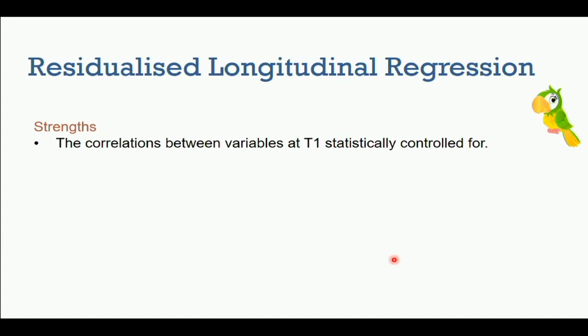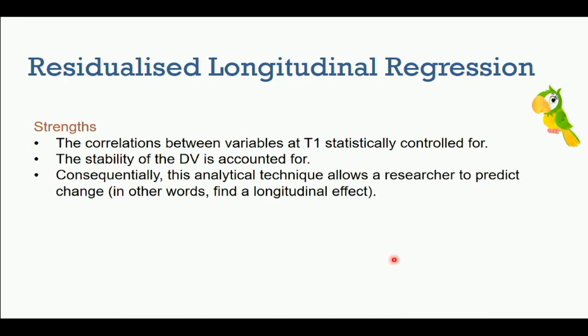But the correlations between T1 are statistically controlled for. The stability of the dependent variable is also accounted for, so that's a real strength. Consequently, this analytical technique allows a researcher to predict change. In other words, to actually find a longitudinal effect.